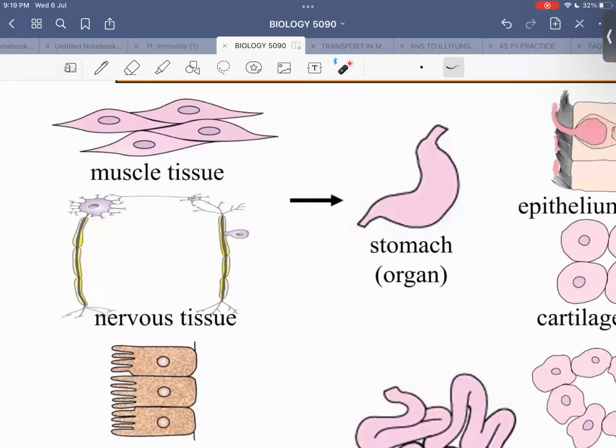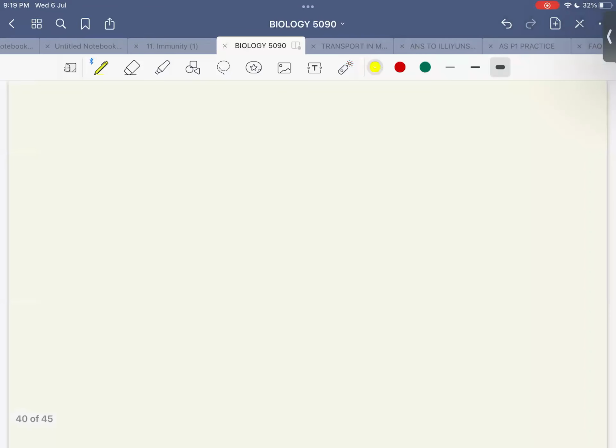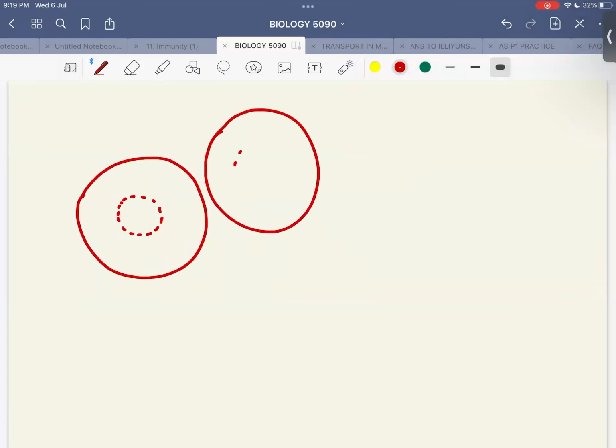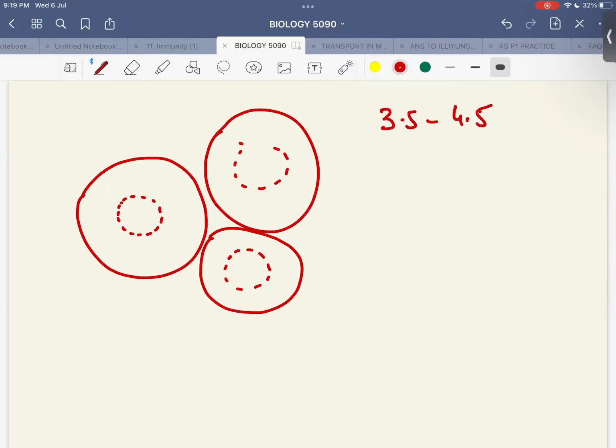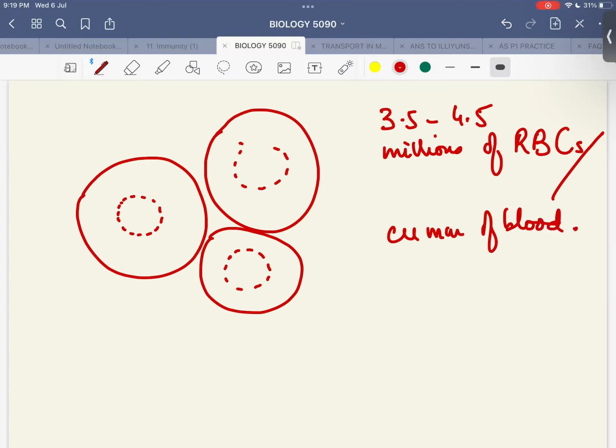Let me draw a red blood cell. Now this is a red blood cell. And a red blood cell is a special cell in that it doesn't have a nucleus. I'm just drawing this dotted inside to give it a little bit of 3D effect. So these are your red blood cells. And you have, I think, 3.5 to 4.5 million red blood cells per cubic millimeter of your blood. So their job is to carry oxygen inside your body.